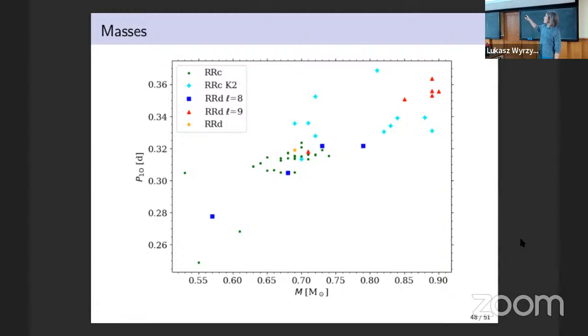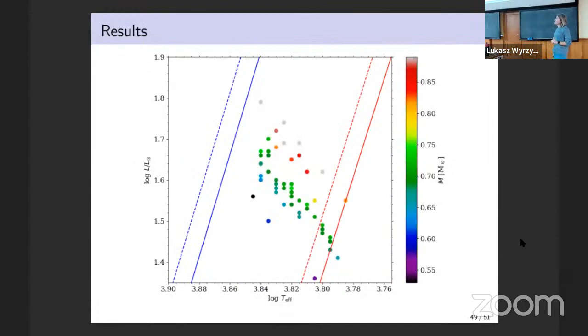RD stars that have non-radial mode of degree 8 or both also have masses lower than 0.8. And also what is interesting in these stars is that the only observational difference between those stars with high masses and regular masses is that they have longer pulsation periods.